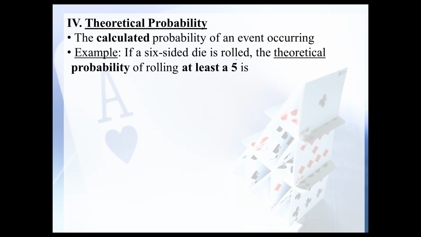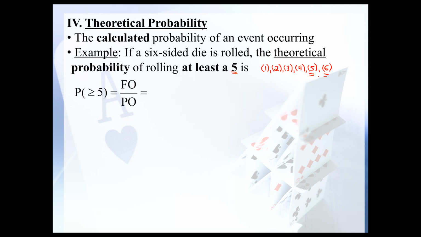So let's pull up my pen here. My sample space for the six-sided die would be: you could roll a 1, a 2, a 3, a 4, a 5, or a 6. Now, at least a 5 means that the smallest allowable number would be a 5. So that's greater than or equal to 5. So 5 and 6 would be allowed.